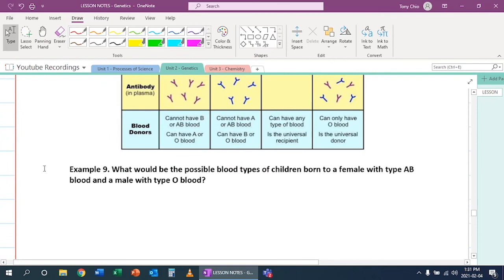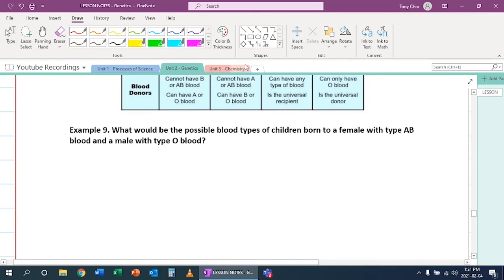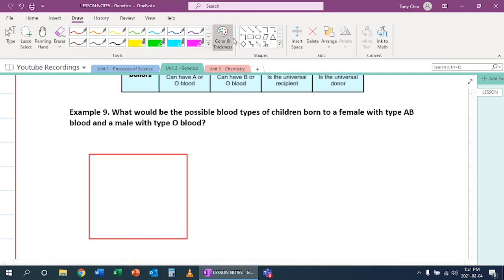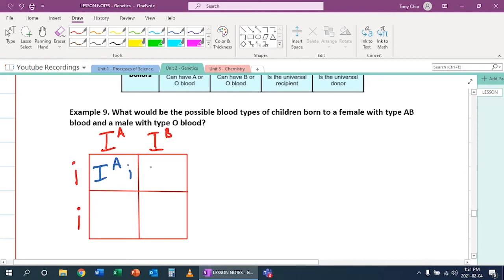So let's look at the last example of these kind of Punnett squares, which is what would the possible blood types of a child or children born to a female with type AB blood and a male with type O blood. Let's do our Punnett square. So if I do my Punnett square again, what I'm going to see is our female having AB blood type, which means that their alleles are going to be IA and IB, and the male being lowercase i, lowercase i. If I fill in my Punnett square, this is what I get. IAi, IBi, IAi, and IBi.